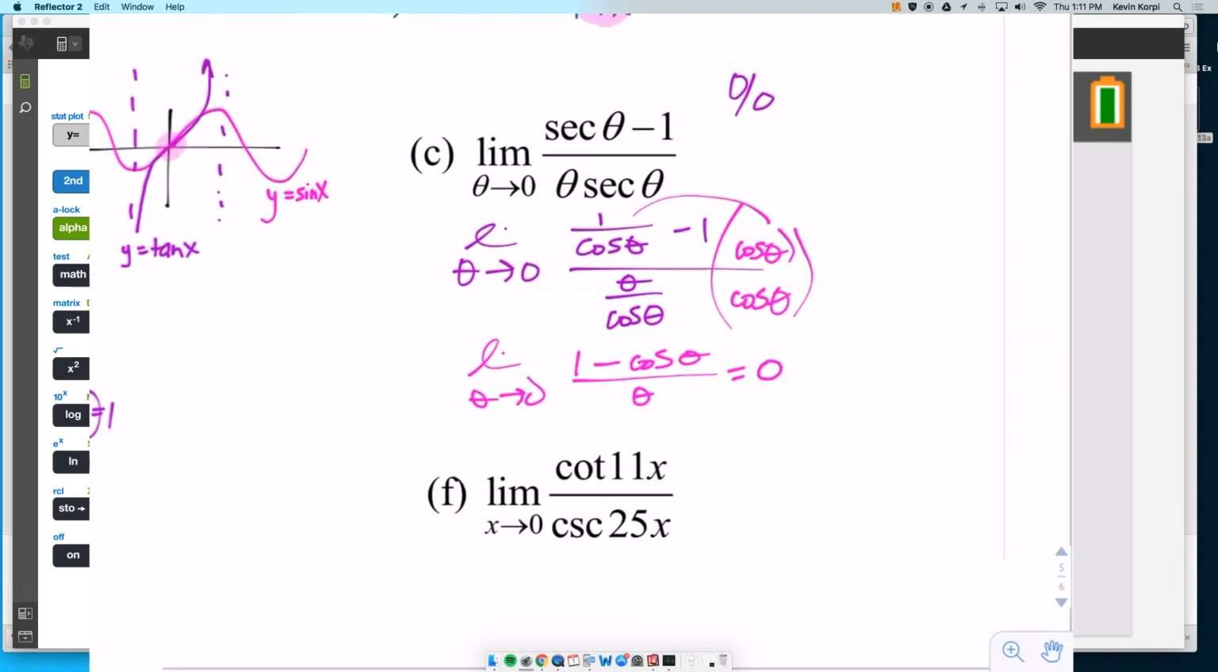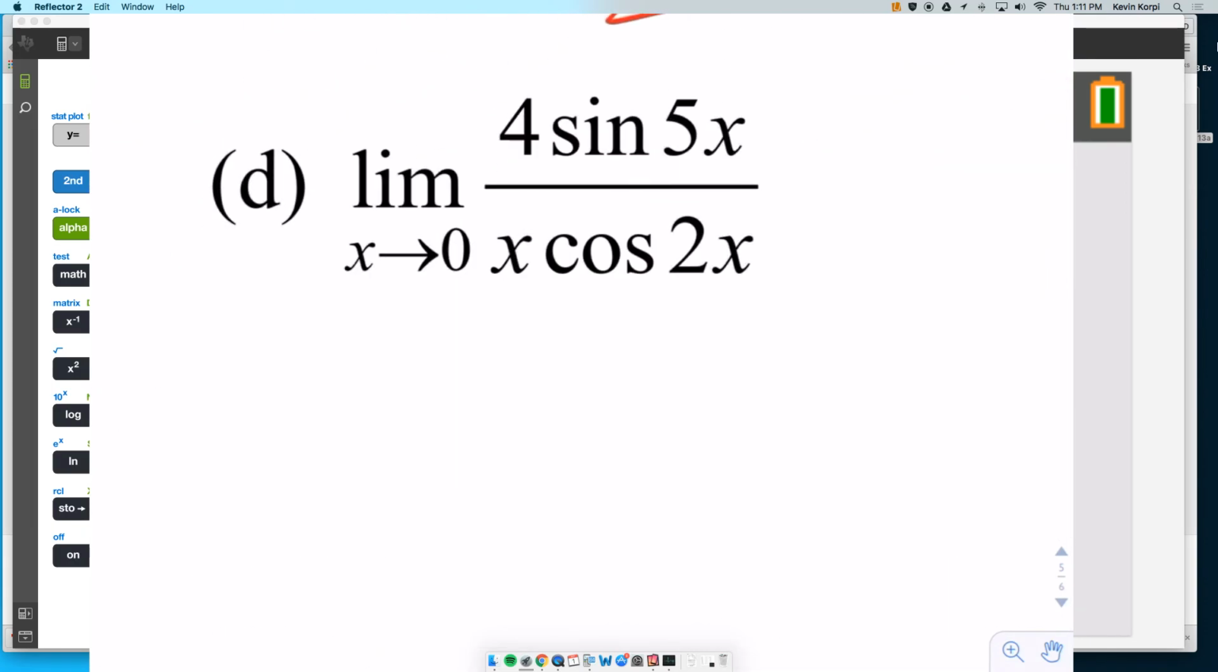Now we got like 4 minutes left. These are just fun. They're all kind of similar, but you need a lot of practice with them. How about that guy? Direct sub gives us what? 0 over 0. What to do, what to do. Who's causing 0 in the top? The sine of 5x, and who's causing 0 in the bottom? X.